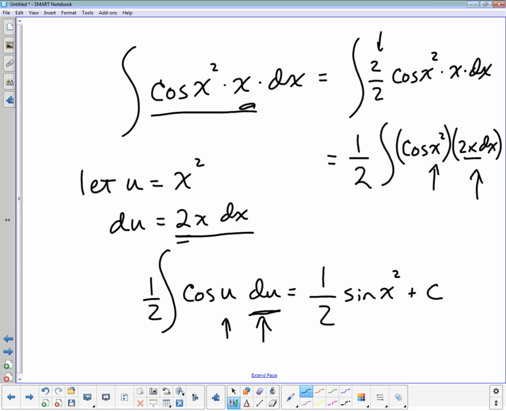But how does that cancel out the dx? It doesn't cancel it out. It substitutes for it. Oh, right. Because I know that 2x dx is equal to du. Oh yeah, that makes sense. Cosine x squared, right? Yes.